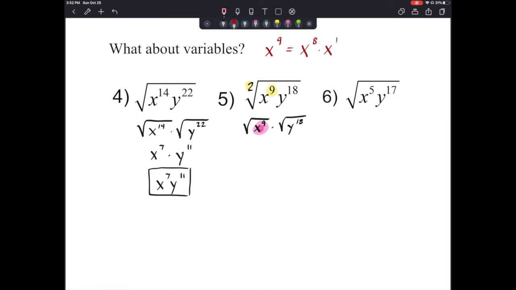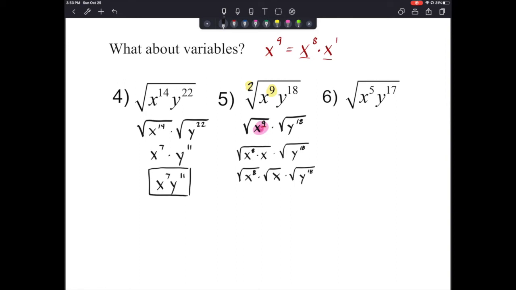Okay, so we know that when we multiply two numbers with the same base, we add the exponents. So when you see an odd exponent, you're just going to cut one off. Let's rewrite this as the square root of x to the 8th times an x, and then we'll just leave our y under there because it's got an even exponent. So the square root of x to the 8th times x can be rewritten as the square root of x to the 8th times the square root of x, and then we have our square root of y to the 18th.